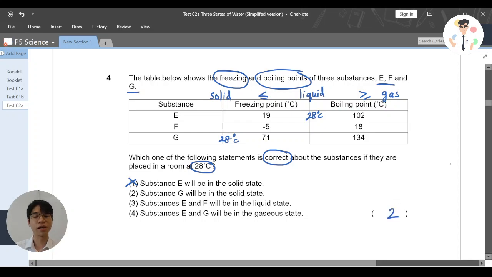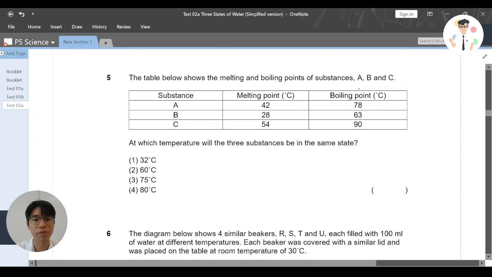Okay, so that's clear enough. When you eliminate, you find the answer. By putting solid, liquid, gas like this, it actually helps you to identify it more easily. Okay, so let's move on to question number 5.